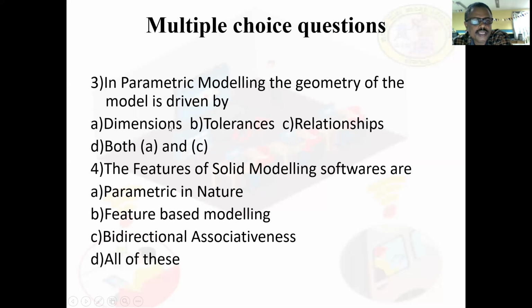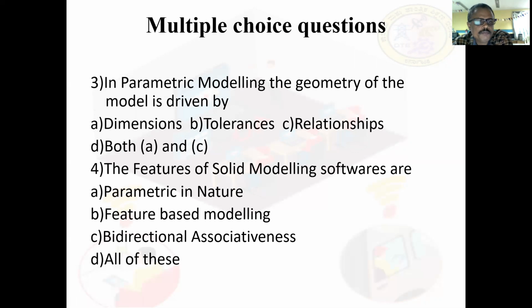In parametric modeling, you have to tell what the dimensions are, and also you have to tell what the relationships are. Hence the correct answer is both A and C. We are not interested in tolerances at this stage. So the correct answer is A and C.